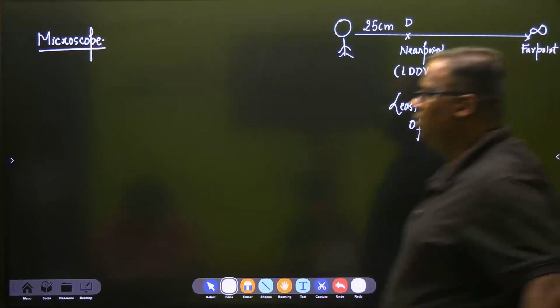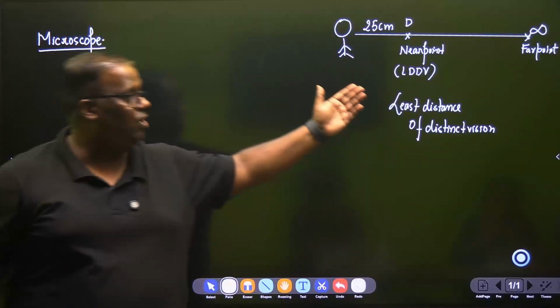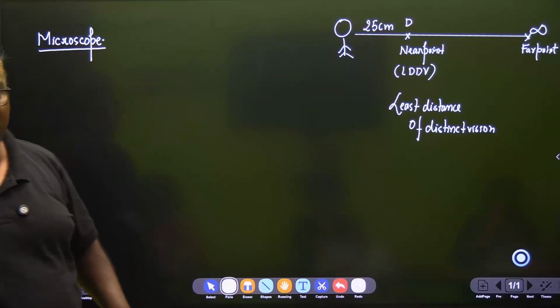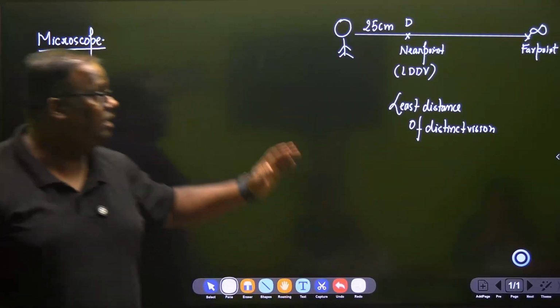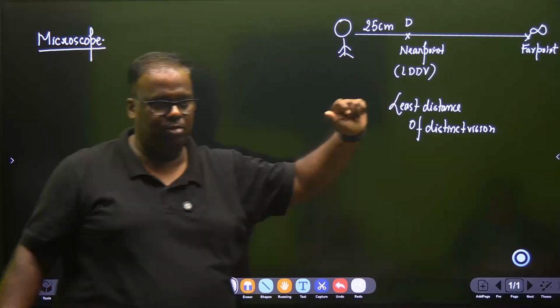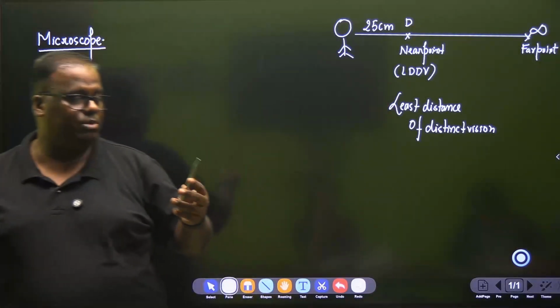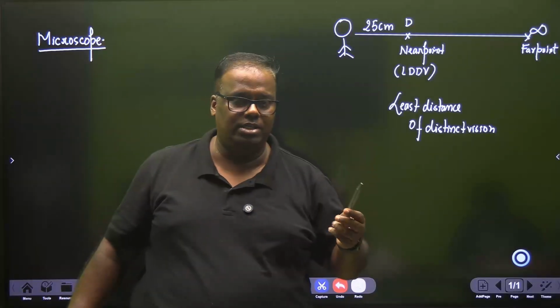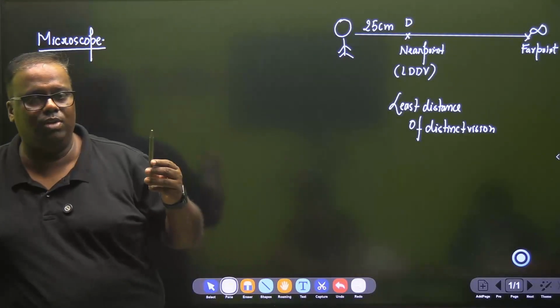Okay, so the human being's range of vision is from near point to far point, and the far point is taken as infinity, the near point is taken as D, which is the least distance of distinct vision, and this distance is known as 25 centimeters. What does this mean? This means that if I want to see something clearly, very close to my eyes, the closest that I can bring an object towards my eyes is 25 centimeters.